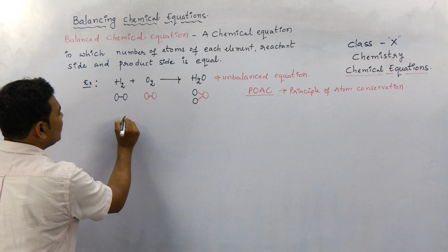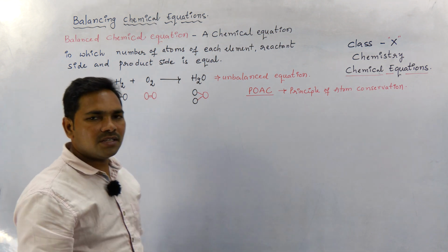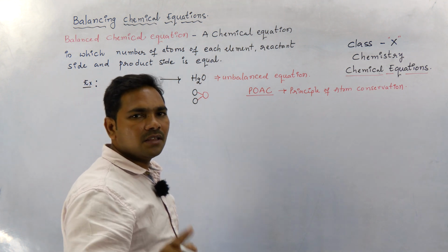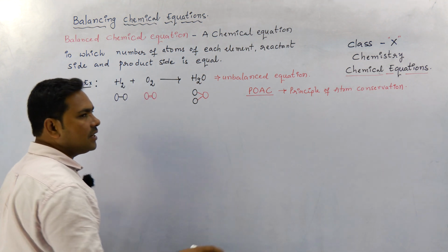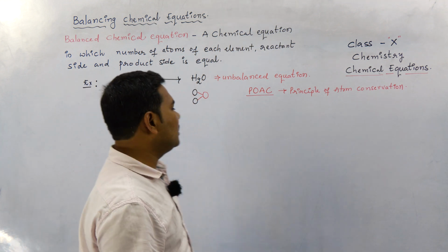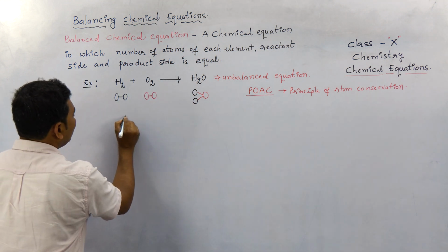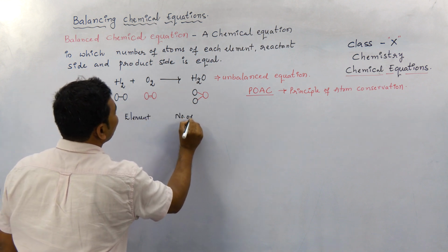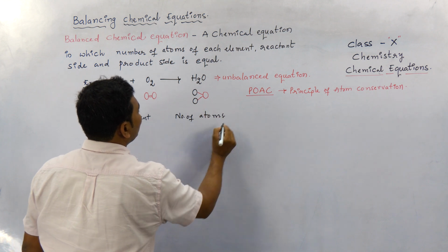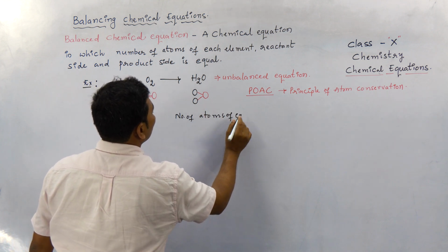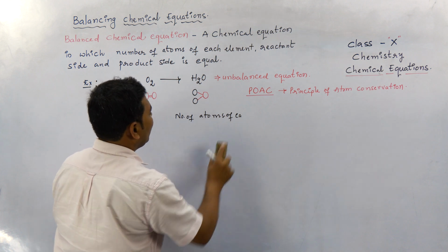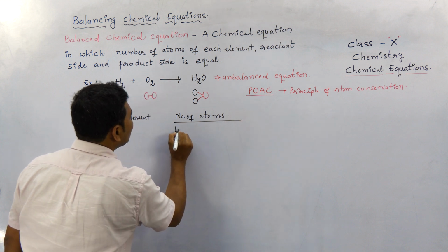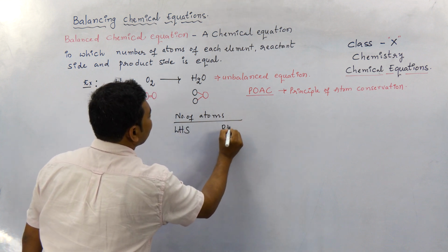Now let us write what elements are present. We first have to understand whether the equation is balanced or not. One way is drawing circles like this with different colors. This is one method. There is another method to verify whether atoms are balanced or not. For that, let's make a small table. Let me write element and number of atoms, both sides, left hand side and right hand side.